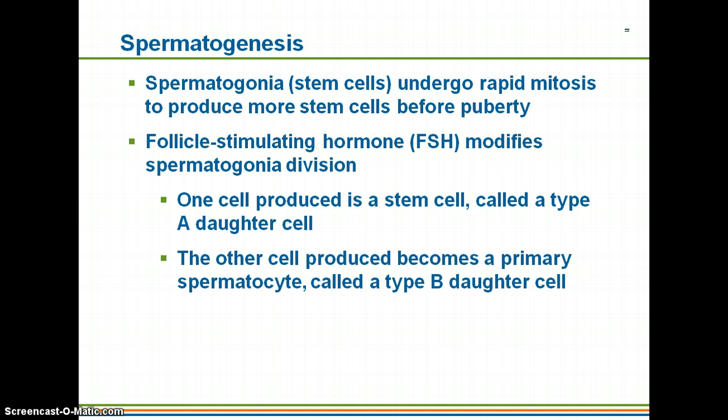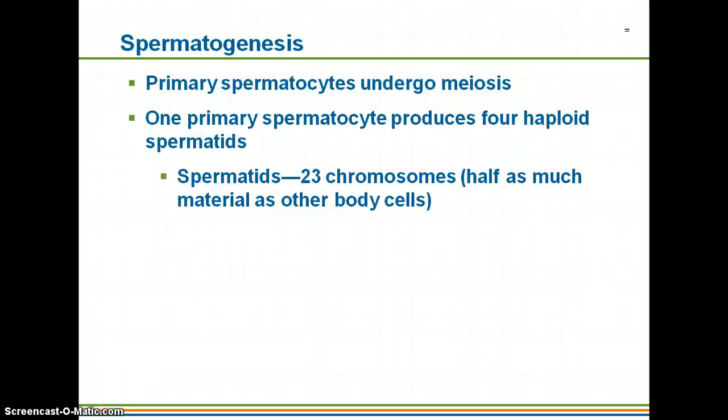So this is basically the process I just explained on the picture. The spermatogonia, which are the stem cells, will undergo mitosis, and this is going to be triggered by follicle-stimulating hormone, which is going to be released from your pituitary gland. And I already talked about the two types of daughter cells. Type A is going to be another stem cell. Type B is going to be what actually becomes a spermatocyte and goes on to become a sperm.